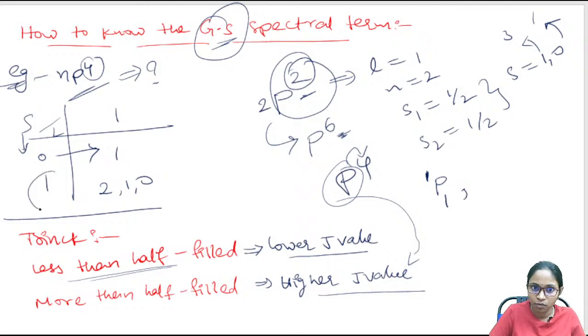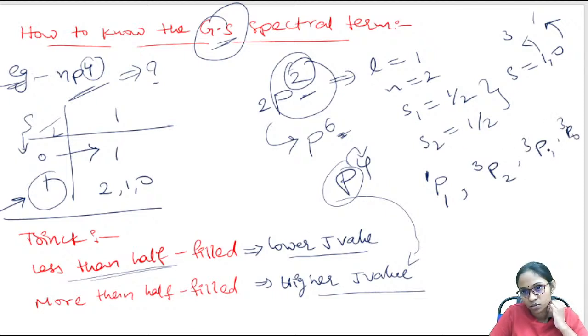And for S equals 1, the multiplicity is 3, and we have 3P2, 3P1, 3P0. So here we have 2 electrons.